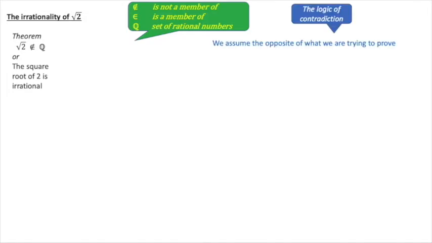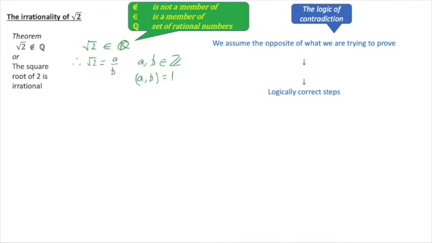Okay, so we'll have the logic of contradiction going down the right hand side again, and the first thing is we assume the opposite of what we're trying to prove. So we're trying to prove that root 2 is not a member of Q, and so we assume that root 2 is a member of Q.